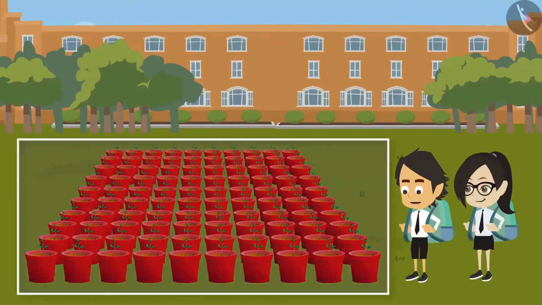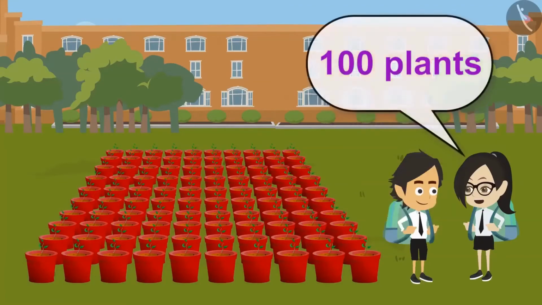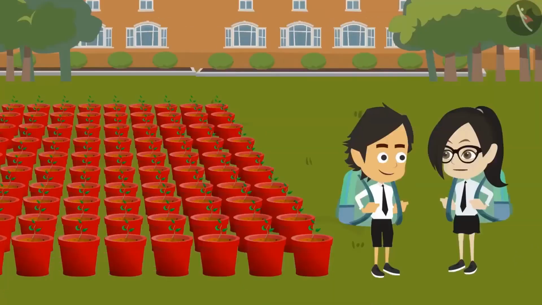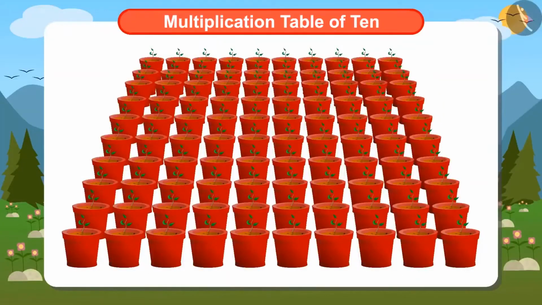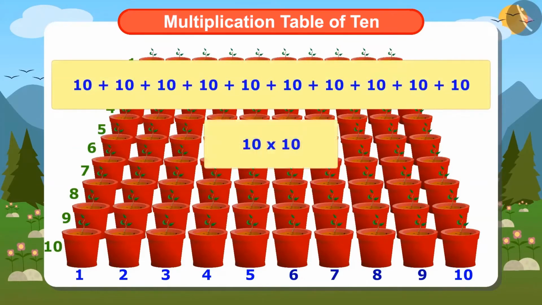Vandana, look! So many plants are kept here. Not so many, Ayushman. There are a total of 100 plants. How did you count so fast, Vandana? It's very easy. Tell me, how many plants are there in a row? 10. Now tell me, how many rows of plants are there? 10. So to find out how many plants there are, we will add 10 times 10. Or else, we will multiply 10 by 10.